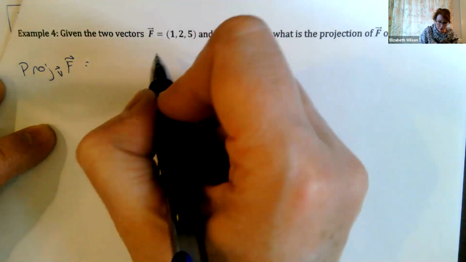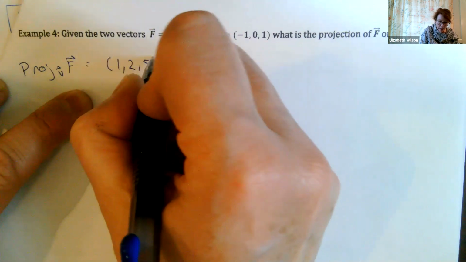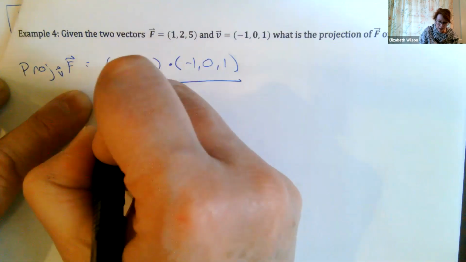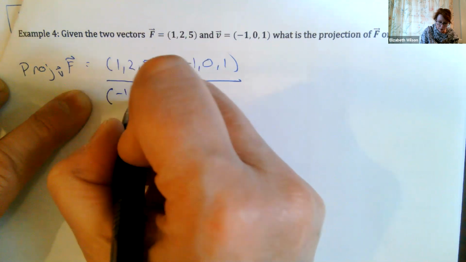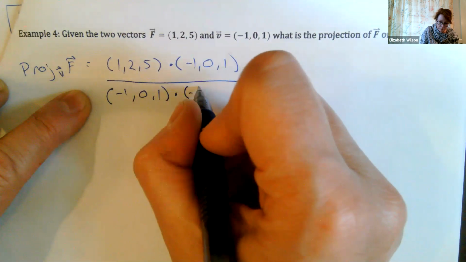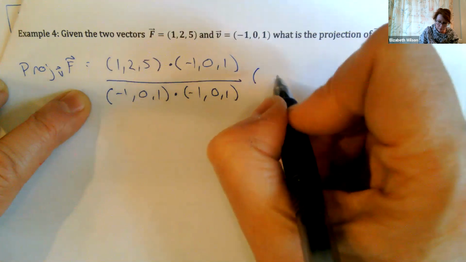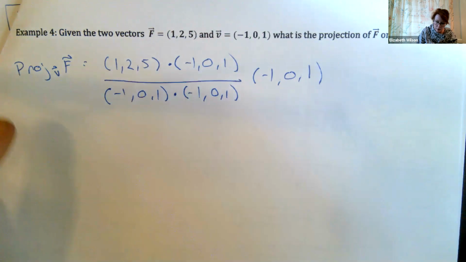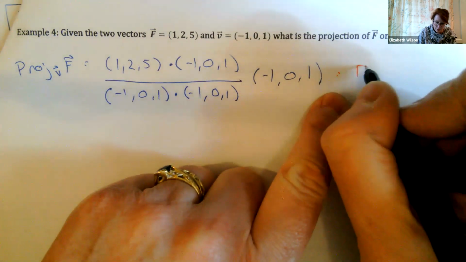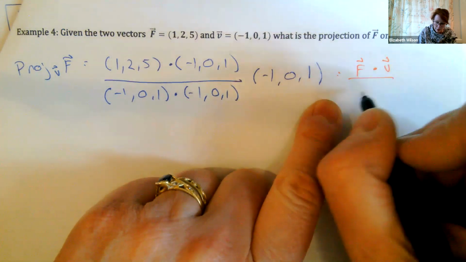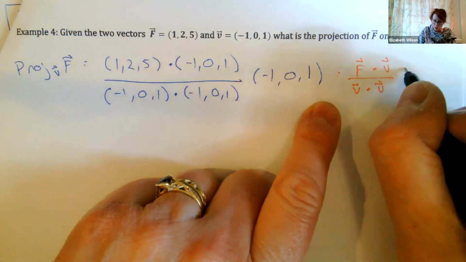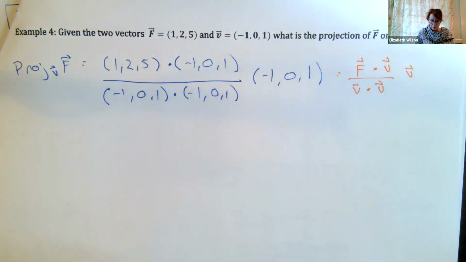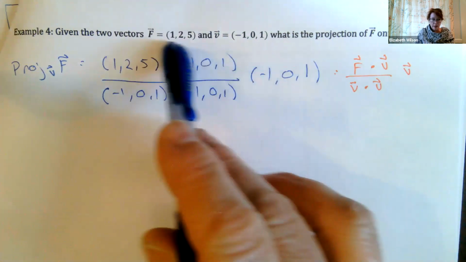So I've got my F, that's 1, 2, 5, dot my V, minus 1, 0, 1, all over my V dot V, minus 1, 0, 1, times V. Okay, so let's write this in a different color. So that equals F dot V all over V dot V times V. So there's no dot here because this is a scalar, right? We're doing a scalar multiple of our V. So this whole thing is a scalar.